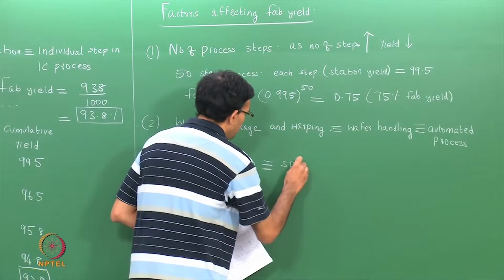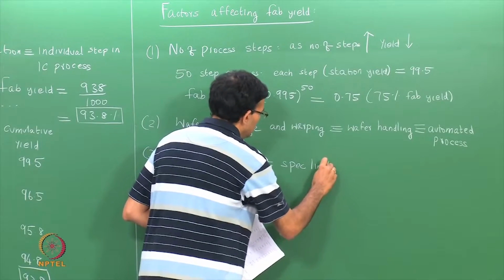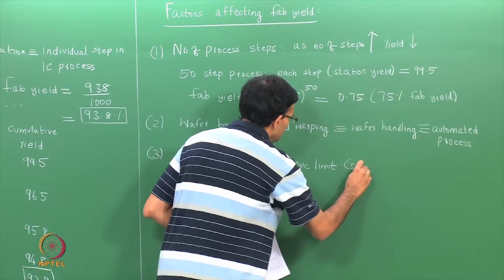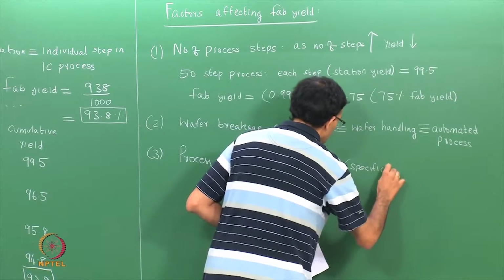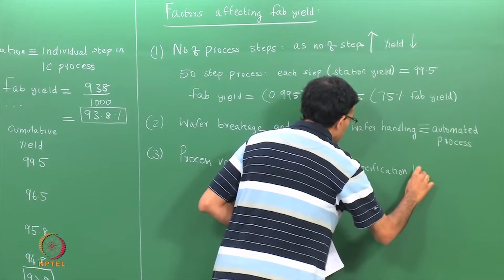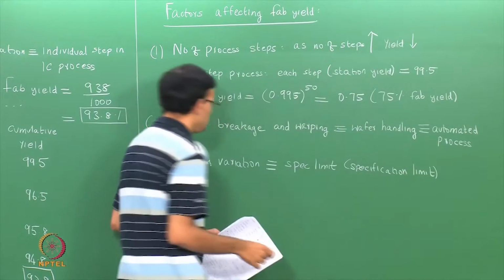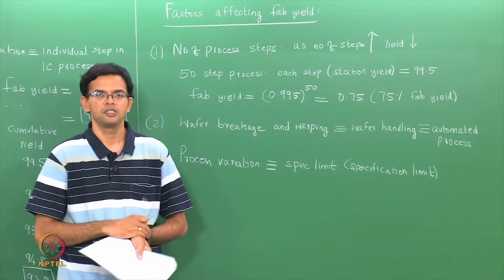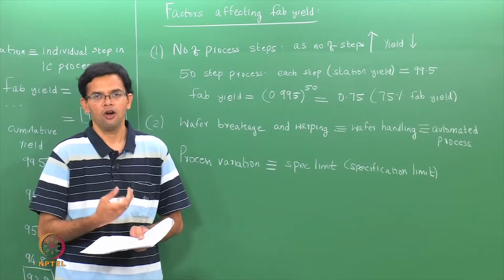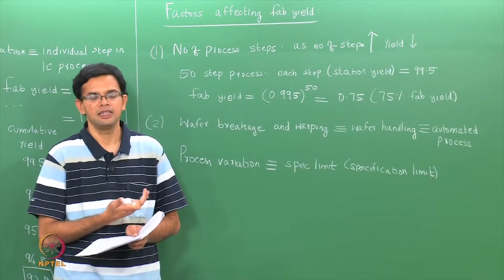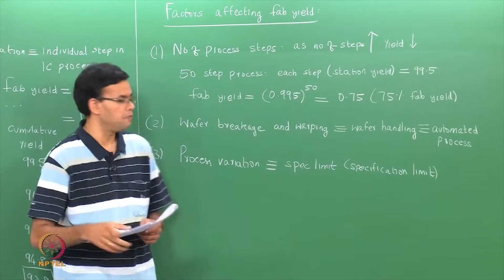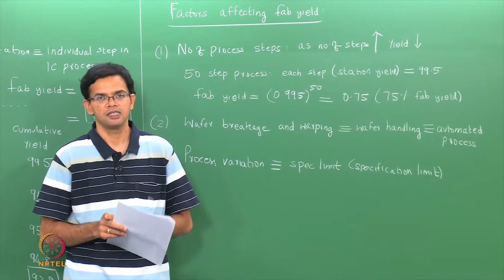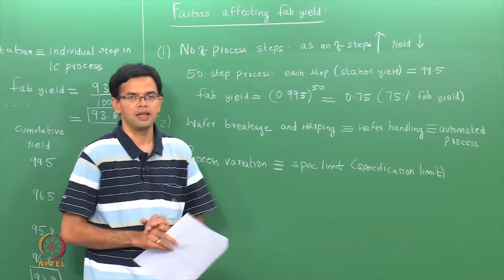This is called a spec limit. Spec is nothing but short for specification. So, the spec limit is set for each process, which tells you the acceptable range. For example, if you are growing an oxide layer or a nitride layer or any other layer, the thickness range would be an acceptable spec limit. Similarly, the maximum amount of defects that are permissible would be another spec limit.